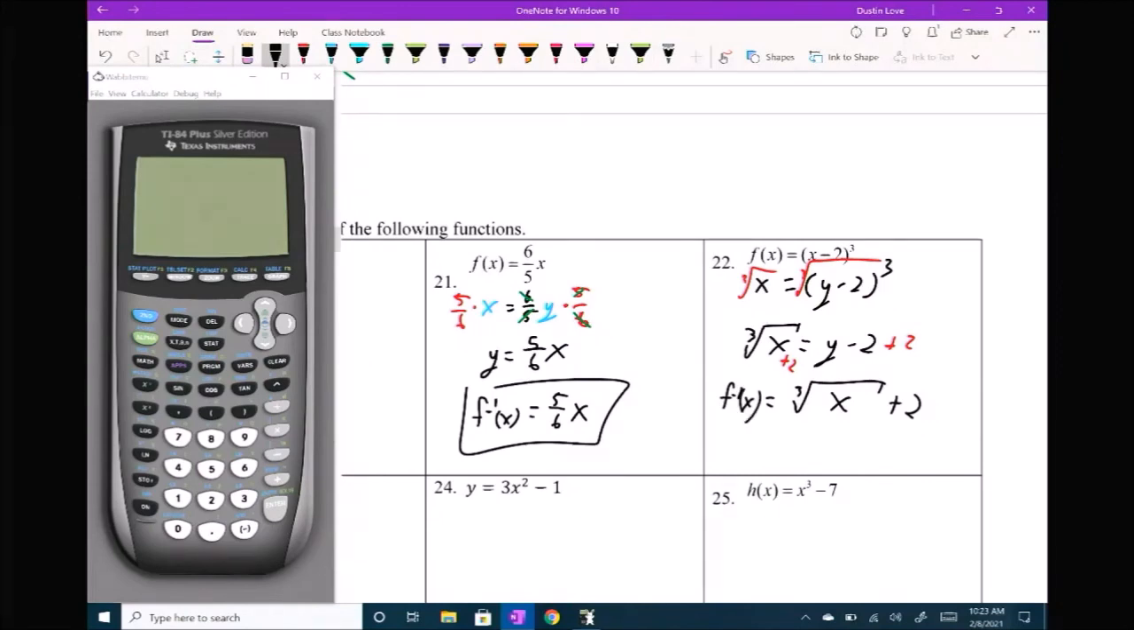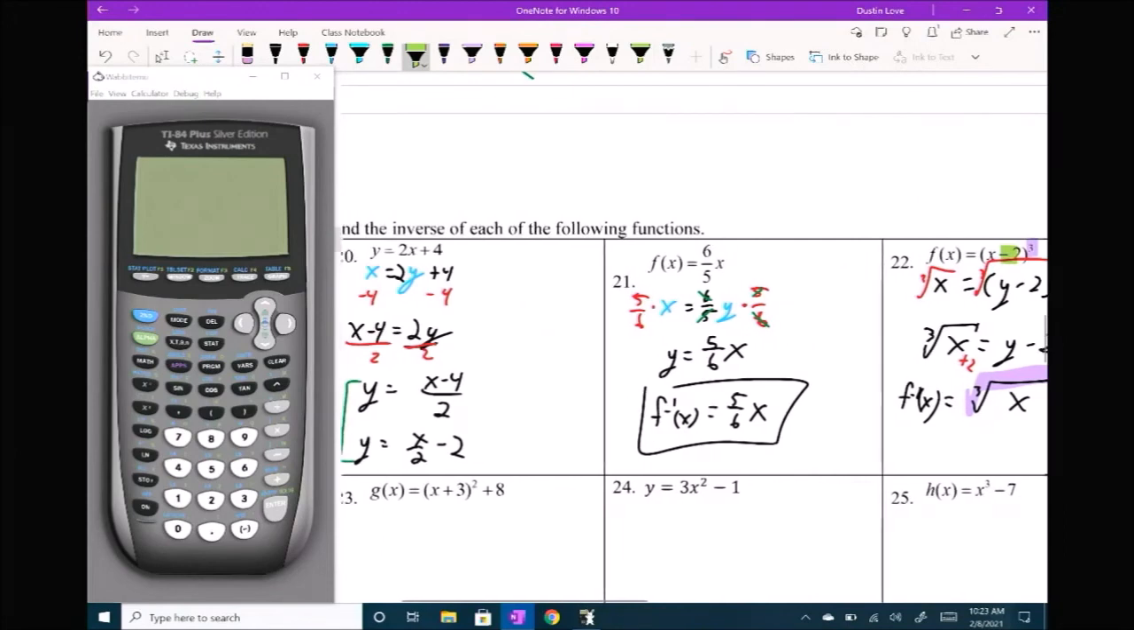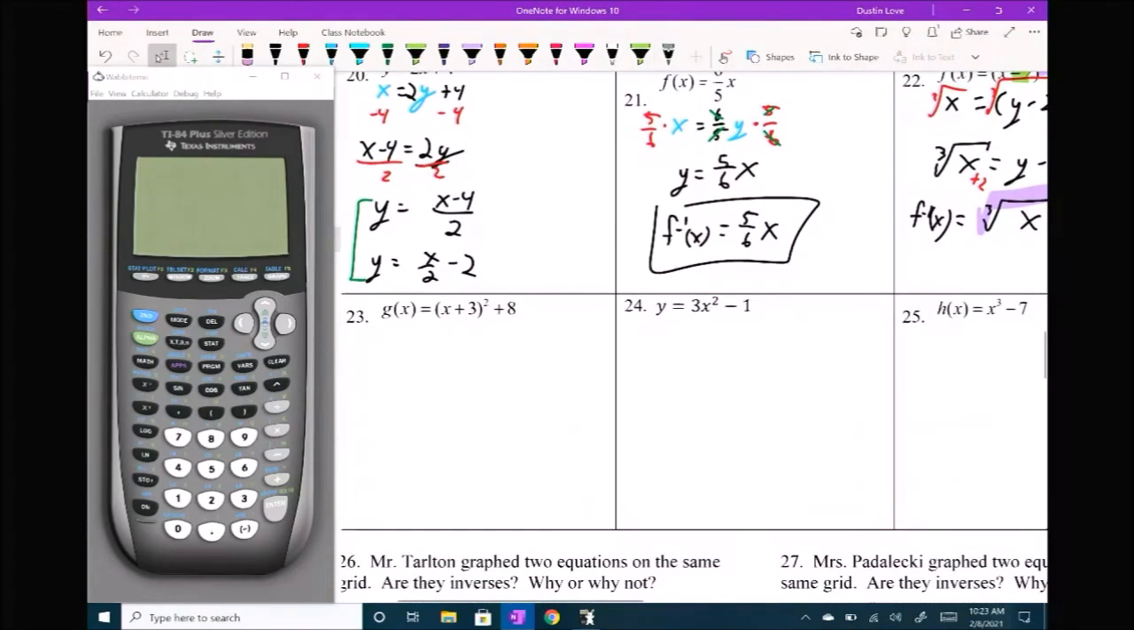Now remember, we could have done that using the intuitive inversing method that I showed you all the other day, where I say that the inverse of cubed is cubed root. The inverse of a minus 2 is a plus 2, and also the inverse of inside the parentheses is outside the parentheses, which is why that plus 2 is outside. I'm actually going to use that on this one. Go straight to the inverse.